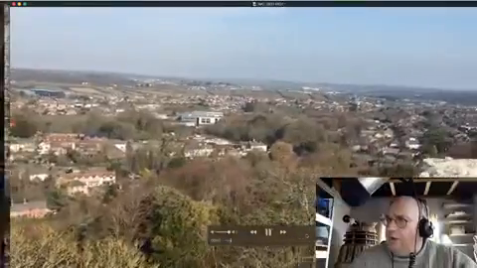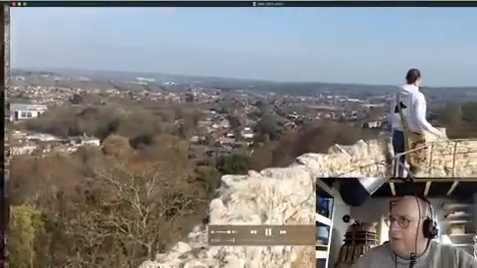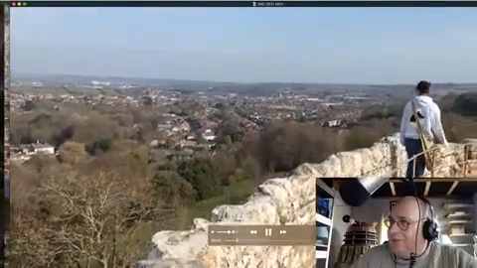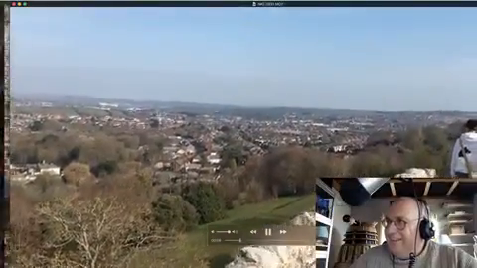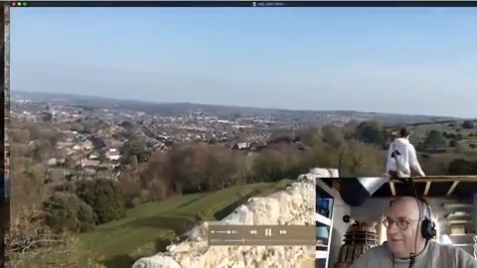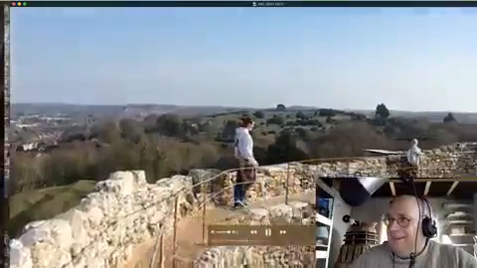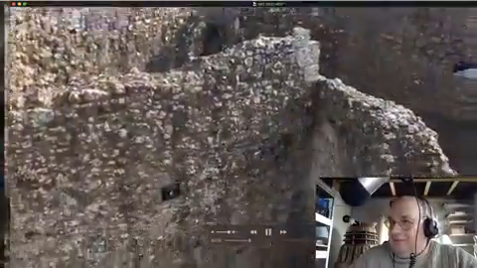But this is walking along the castle keep at the top. Again, there's Amy and there's George, as you can see, charging ahead. I'm walking very daintily because I've got a baby on my back now.